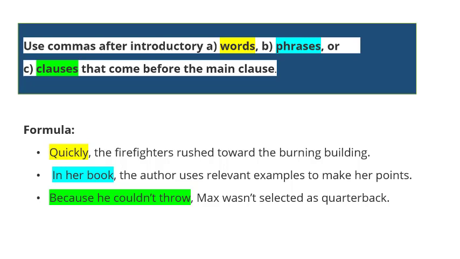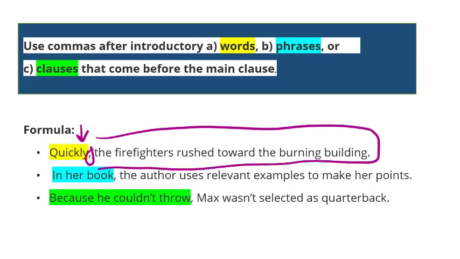So in the first one, we have an example of a word being used in an introductory element. So the word is quickly. Now, typically with these introductions, it's going to tell us more information about the rest of the sentence. So for example, the comma is usually in the place where we know it's going to signify the complete sentence or the main concept here. So in this example, "The firefighters rushed toward the burning building" is a complete sentence. Anytime we use these introductory words, we should always have a complete sentence that follows after the comma.